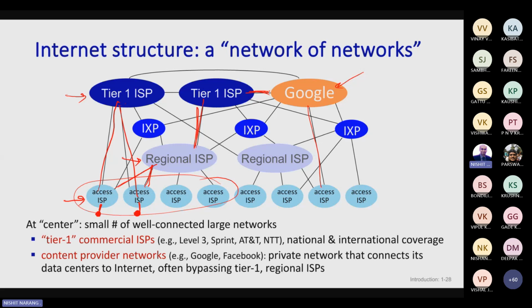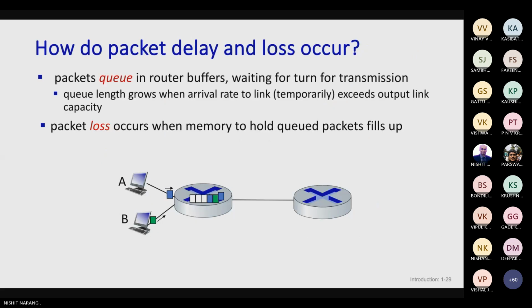Okay, so the internet is, as we said, a network of networks, and it's a hierarchical structure. We've also learned that packet delays occur because of buffers, and loss could also happen when packets are queued.